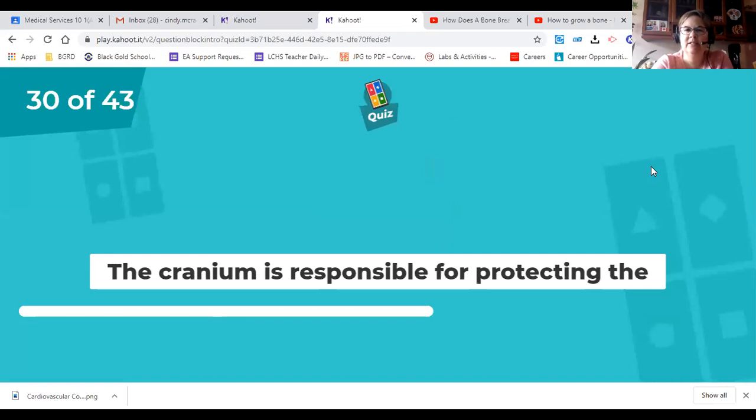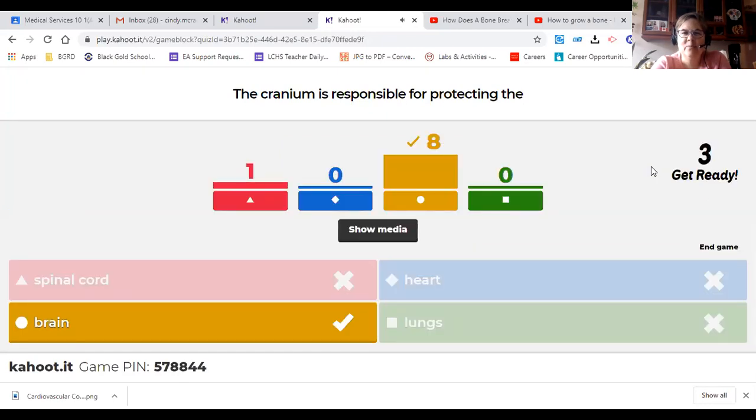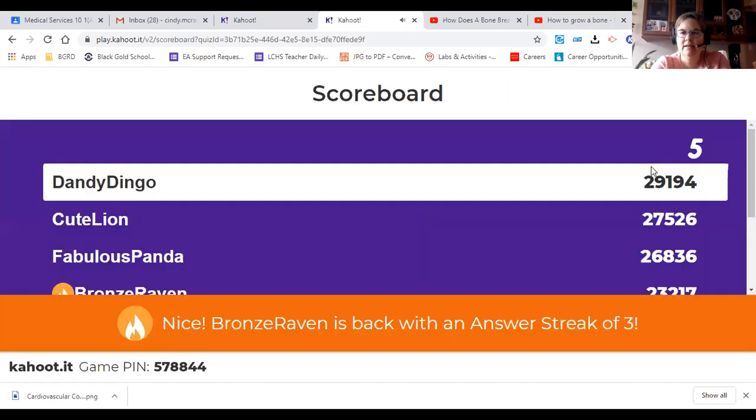Cranium is responsible for protecting the... The brain is protected by the cranium. Okay, top 4 stayed where they were. Well, 2 and 3 are pretty close to one another here.